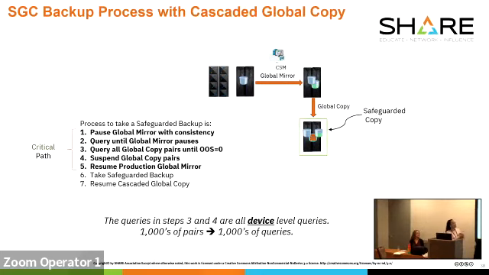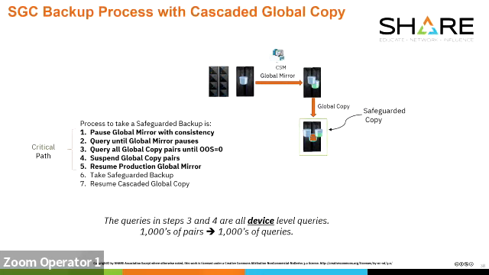In this path, the critical path, as you can see, is in bold. So we would pause Global Mirror with consistency. This leg would be paused, and we wait until it is paused. For those of you not familiar with pause with consistency, we have to wait for a consistency group to form, and then we can suspend.